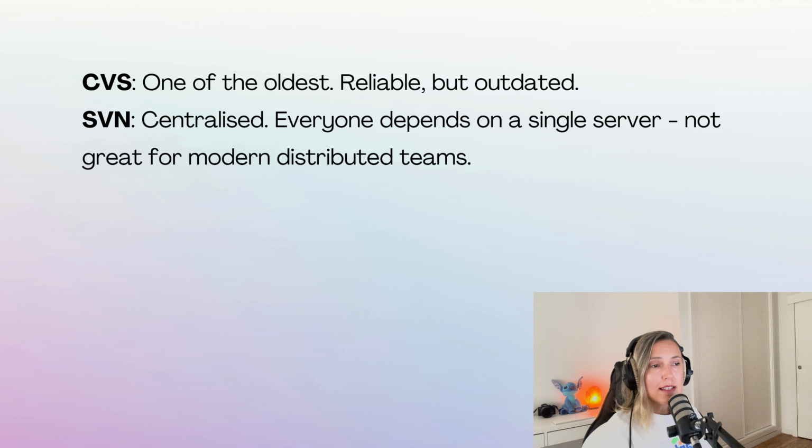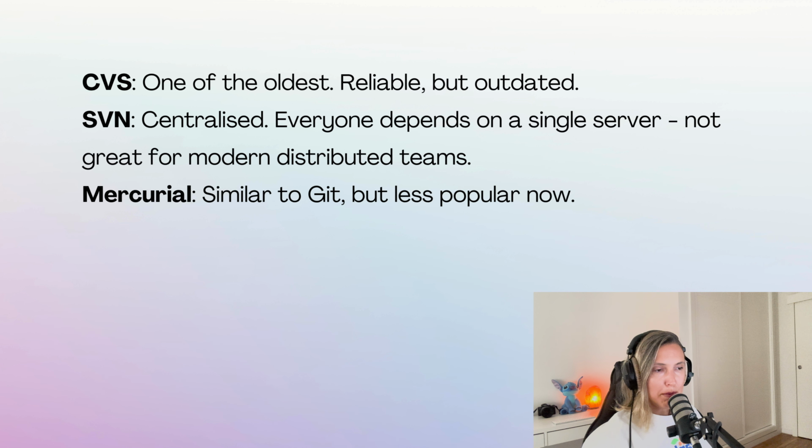SVN, centralized. Everyone depends on a single server, which is not so great for modern distributed teams. Mercurial, similar to Git, but seems to be less popular these days. And last but not least, we've put on this list Perforce, super powerful, used in big game studios, but not too commercial.